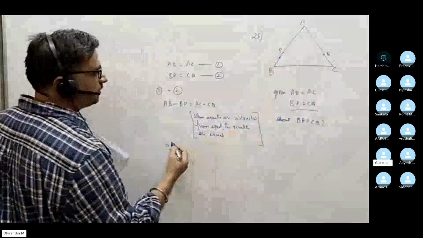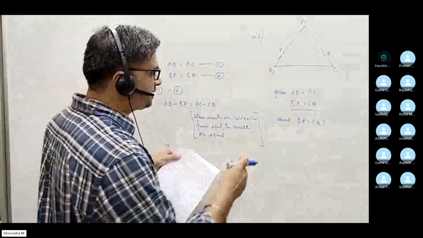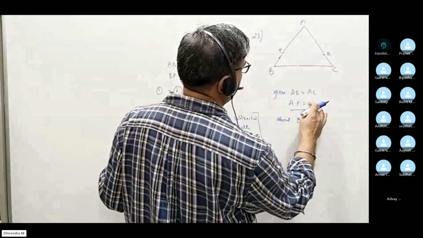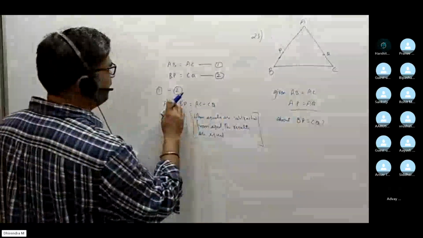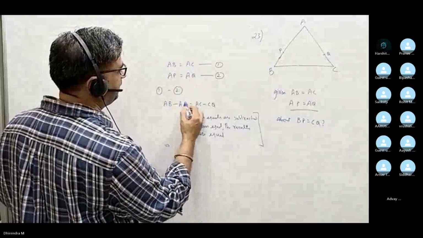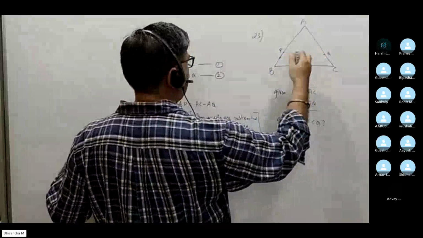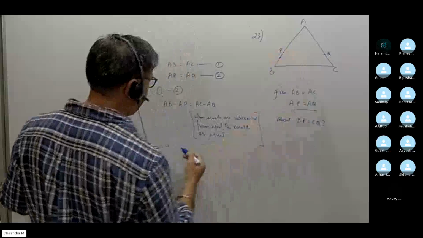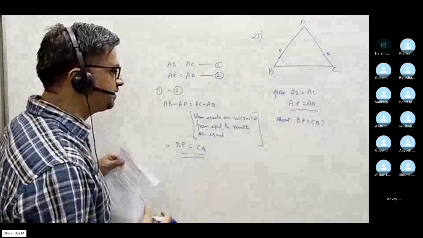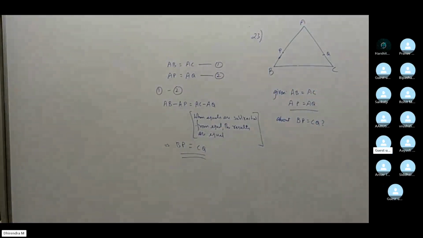And AB minus BP gives us what? Sorry, this is AP. AP is equal to AQ is given. This is AP and this is AQ. So if you look at this, if you have AB and you take AP out, what do we get? We get BP, right? That implies BP is equal to CQ. And this is what they have asked us to prove, right? So that's the answer. This is how we solve question number 23.